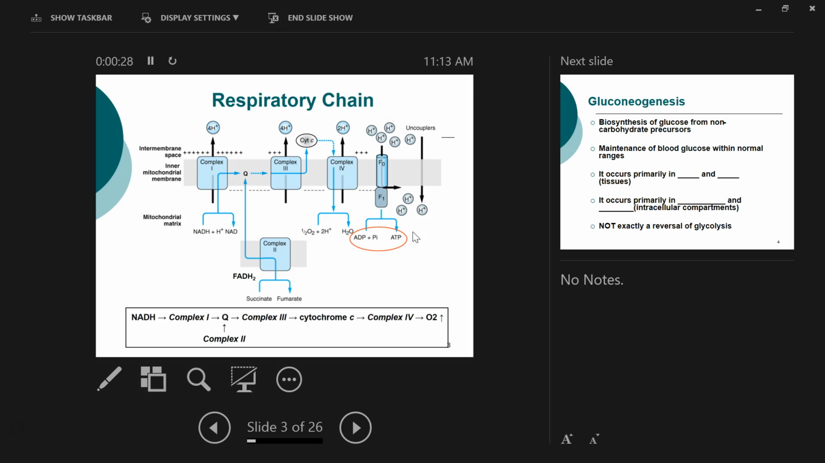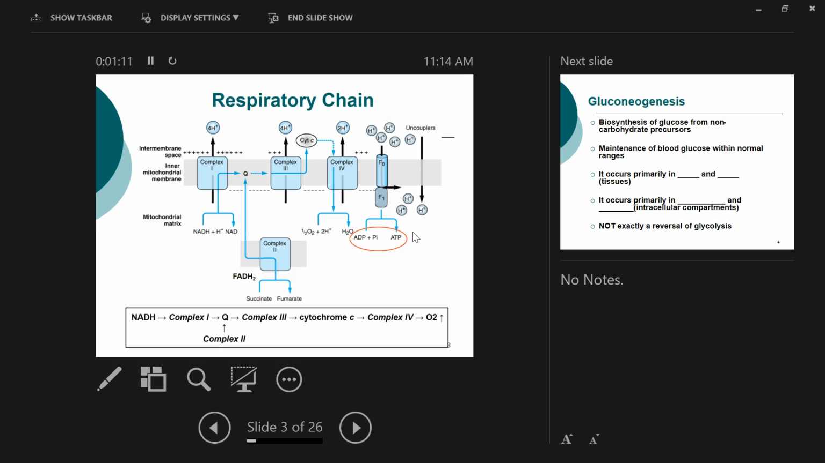So you know that there are four complexes in the electron transport chain, right. The electron transport chain is located in the inner mitochondrial membrane, right? The main function of the electron transport chain is to transfer energy from NADH or FADH2, the reducing equivalents, to ADP and to produce ATP, right?